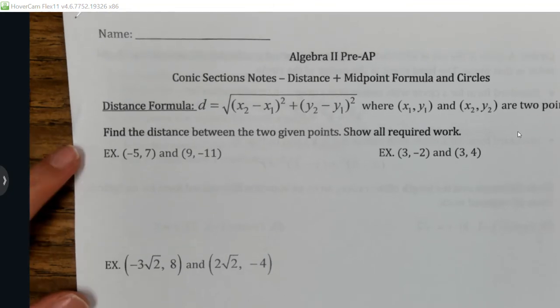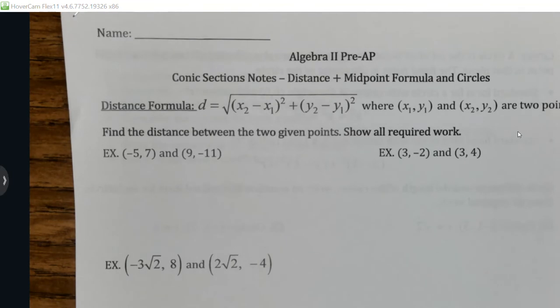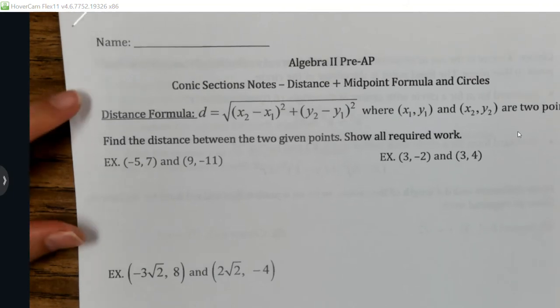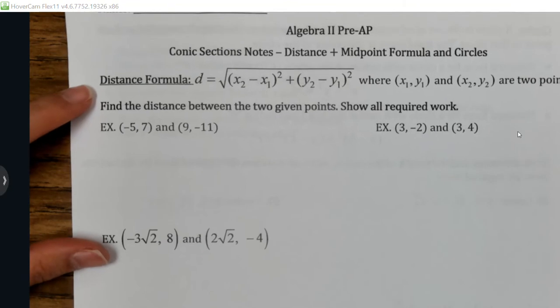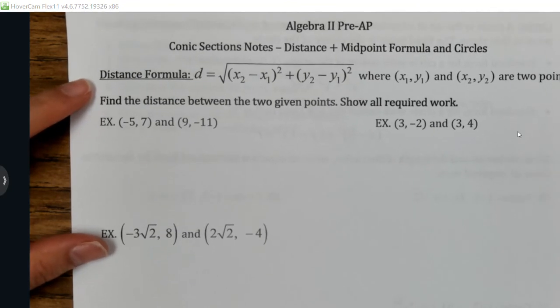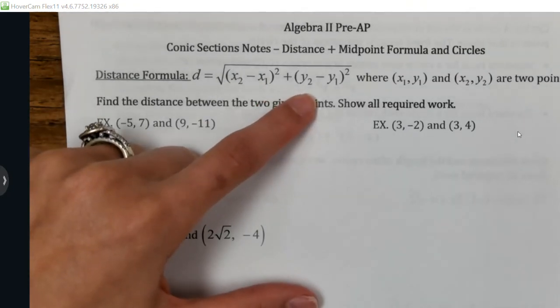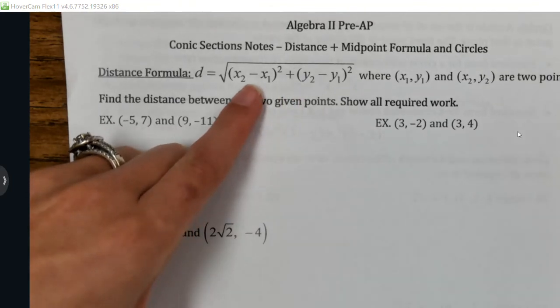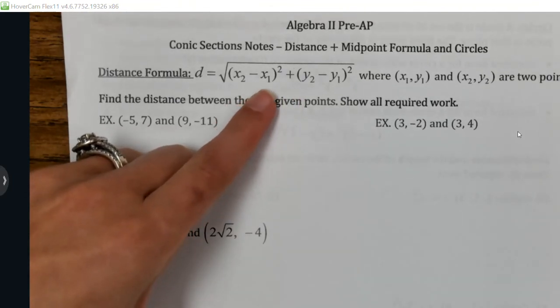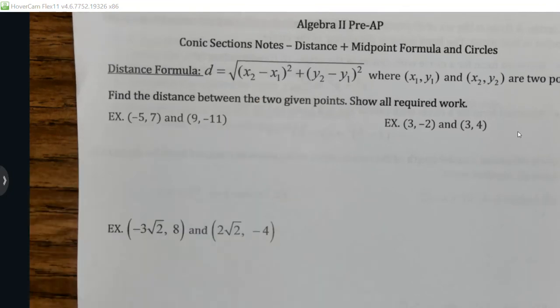We're going to talk about the distance formula and the midpoint formula, which should be a review for y'all. You've done that in geometry. And then we'll get into the formula for circles. So the distance formula, hopefully you know. If not, you need to memorize it. So it's the square root of (x2 minus x1) squared plus (y2 minus y1) squared, where those x2, x1, y1, y2, all that comes from your two given points that I will provide.